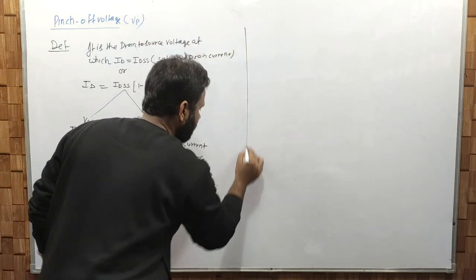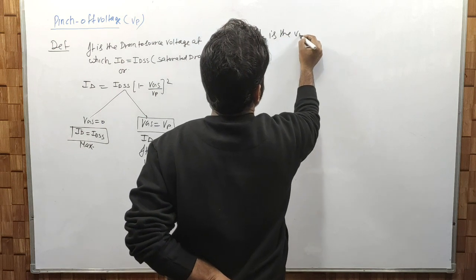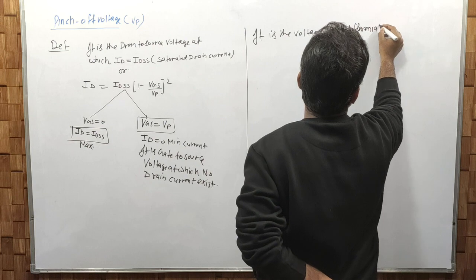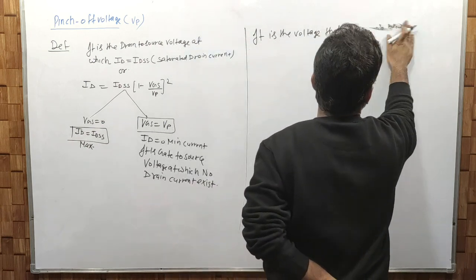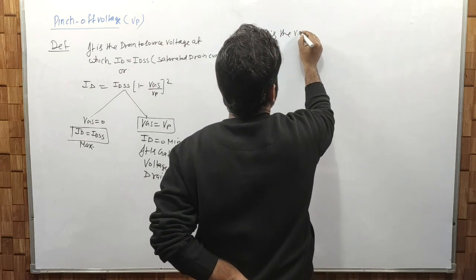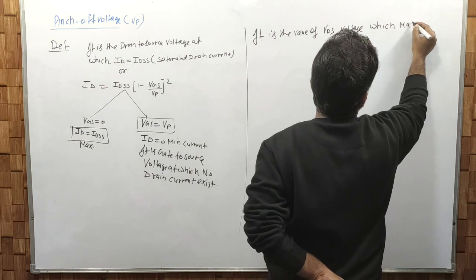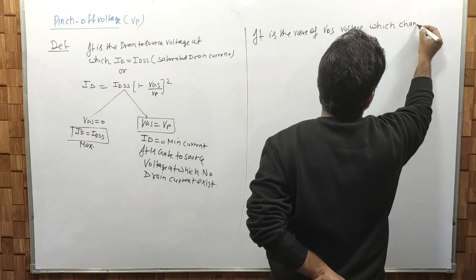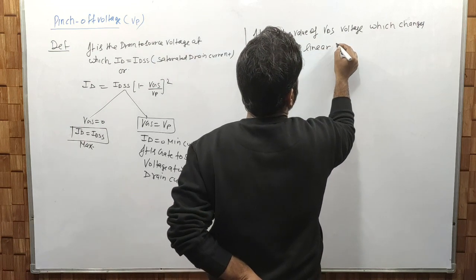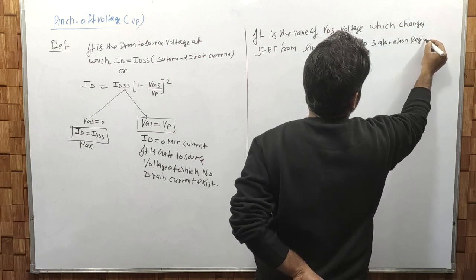Now the third definition of pinch off voltage: it is the voltage that differentiates between, it is not the exact wording, it is the value of drain to source voltage which changes the JFET from linear region to saturation region and vice versa.